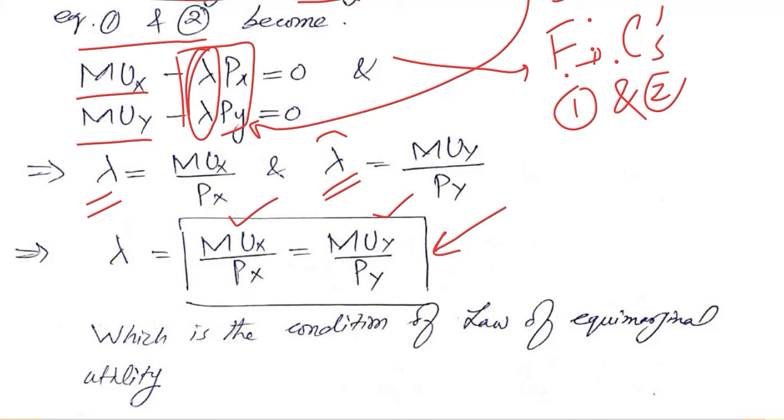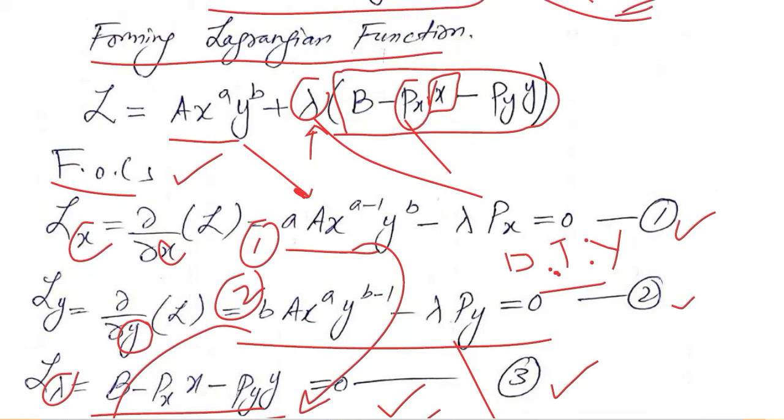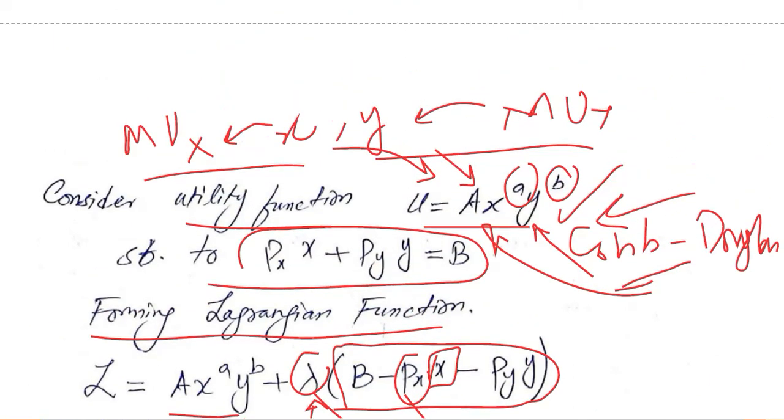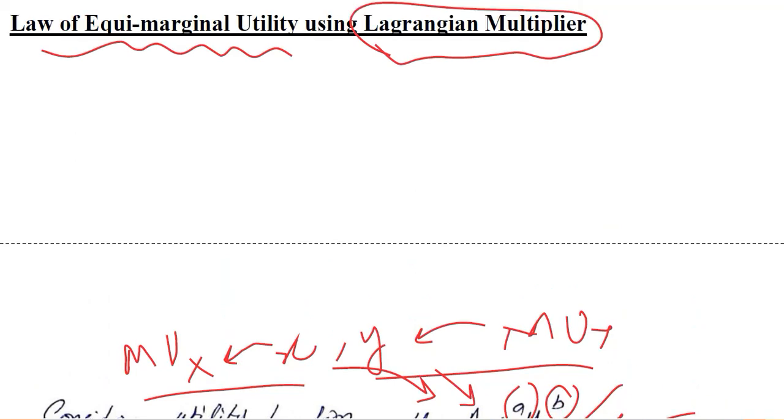And you clearly remember that this is the condition for the law of equi-marginal utility, where the ratios of the marginal utilities and the prices of the goods involved in the utility function, which are x and y in this case, will be equal. These ratios will be equal, and we have developed this by using the mathematical tool of constrained optimization from an objective function of utility and a constraint function of budget. And this is how we can not just study the law of equi-marginal utility, rather we can develop it.